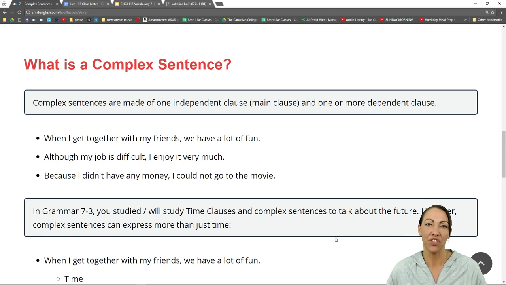Here we go. This is with our complex sentences. When I get together with my friends, we have a lot of fun. And I hope that's true with all of us here, all of us here with the Smart Live class. When I get together with my friends and my wonderful students, we all have a lot of fun. I hope you're not just learning, I hope you're having fun and enjoying it as well.